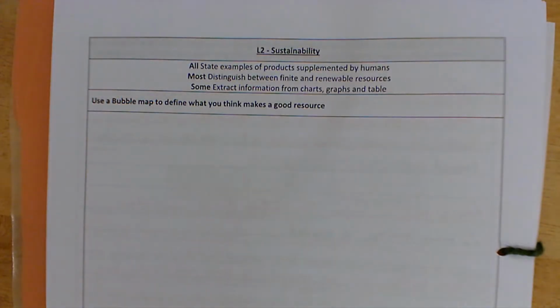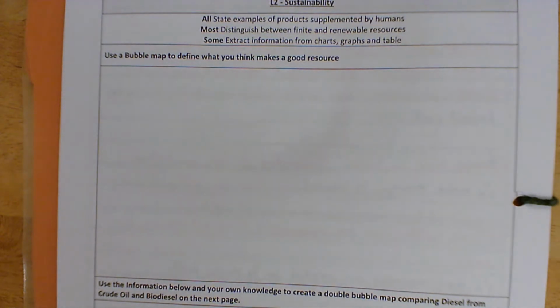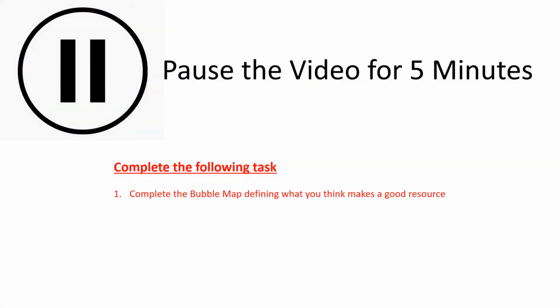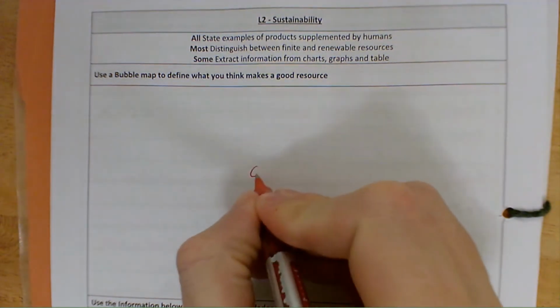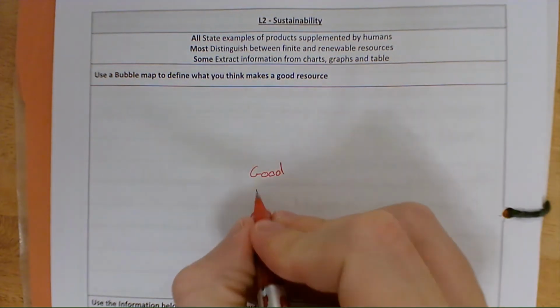In this lesson, we're going to be looking at sustainability, and in particular, the sustainability of resources. So the first thing I'd like you to do is to make a bubble map to define what you think makes a good resource. So think about resources we use for fuels, resources we use for building materials, and what properties would you consider make them good resources.